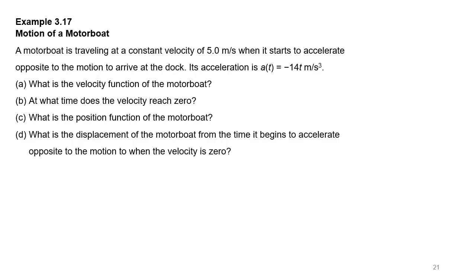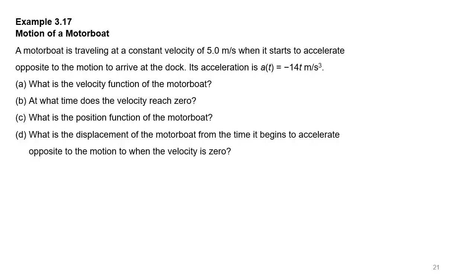Now we do another problem, motion of a motorboat. So this is using functions. A motorboat is traveling at a constant velocity of 5 meters per second when it starts to accelerate opposite to the motion to arrive at the dock.